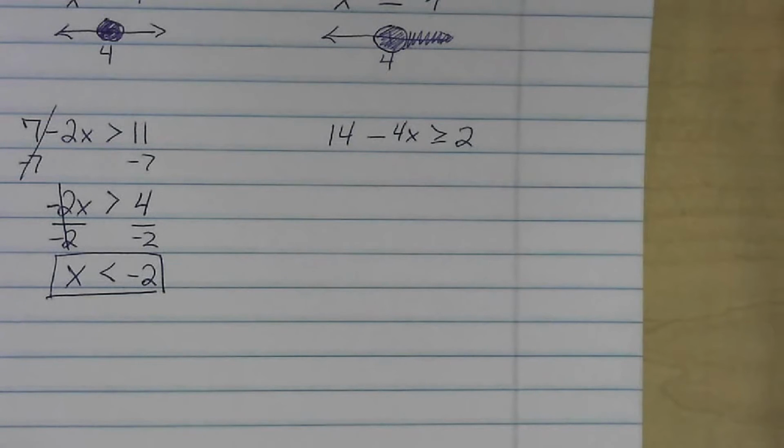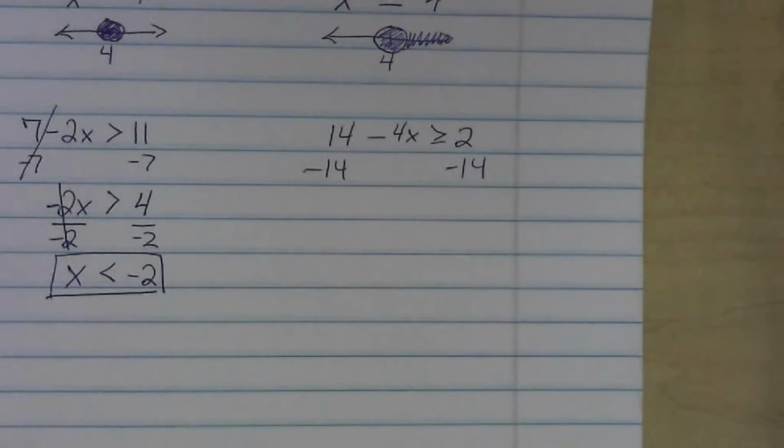In the next equation, first thing I want to do is take out that 14. Since there's no symbol in front of it, I know it's positive, and the opposite of positive 14 is minus 14. On the left, they cancel, leaving negative 4x. On the right, 2 minus 14 is negative 12. Because I did not divide or multiply by a negative number, the inequality symbol stays the same.